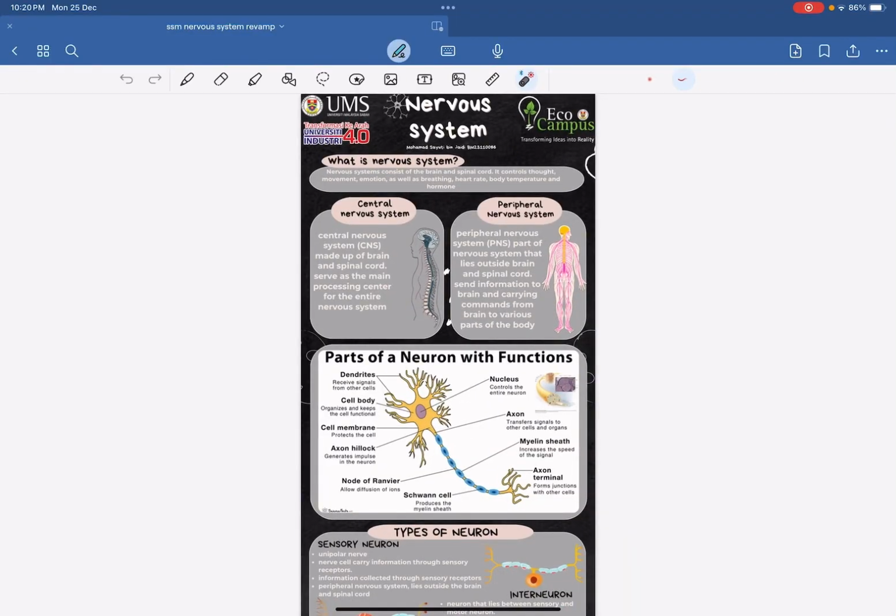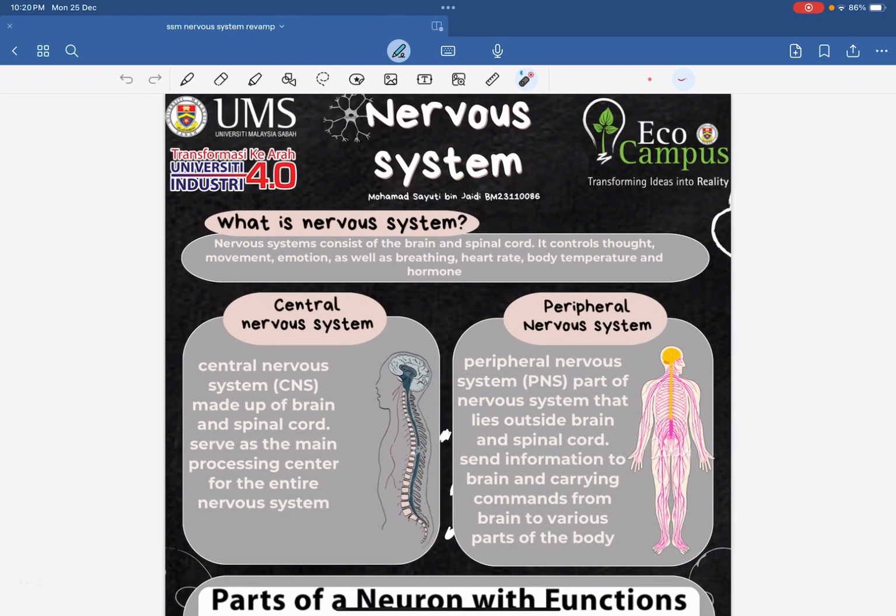Today I would like to present with regard to my SSM project, which mainly talks about the nervous system. Without further ado, let's start with the definition of the nervous system. The nervous system consists of the brain and spinal cord. It controls thought, movement, emotion, as well as breathing, heart rate, body temperature, and hormones.